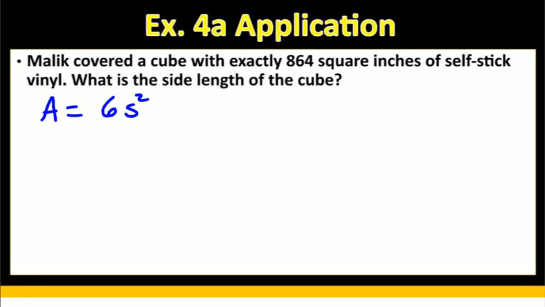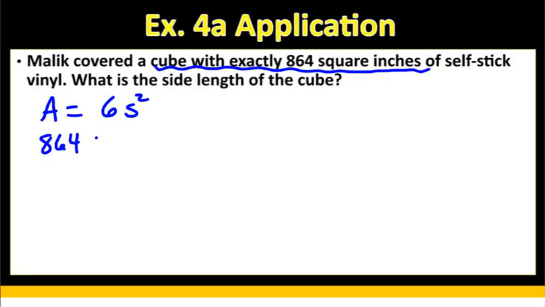Now I'm going to use the information that they give me in the problem to solve this problem. They said that the cube has exactly 864 square inches. That's my area. So if I put 864 in for the area, equals 6s squared, now I can find the side length of the cube. So to get the s squared by itself, I'm going to divide by 6.